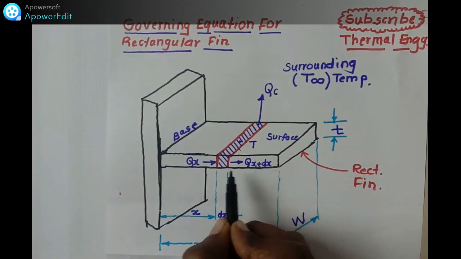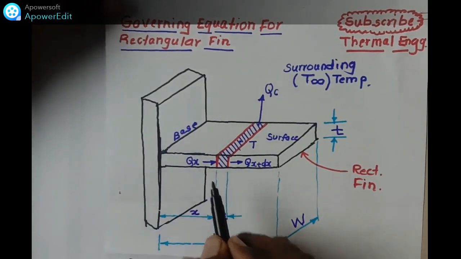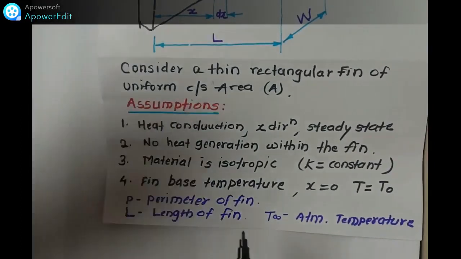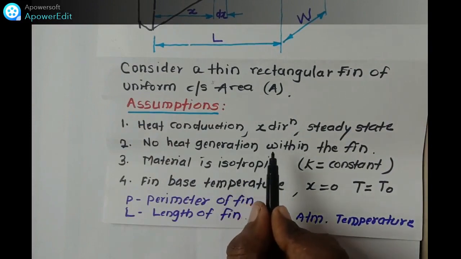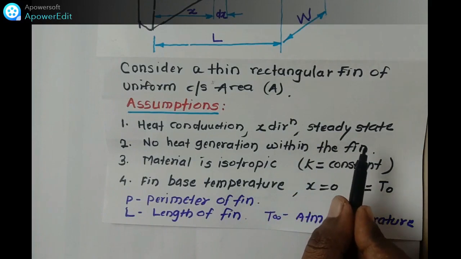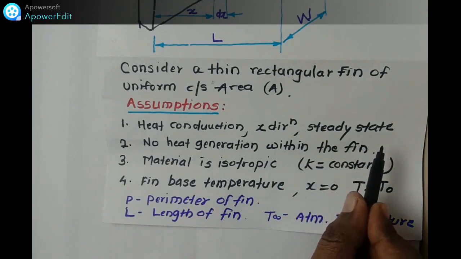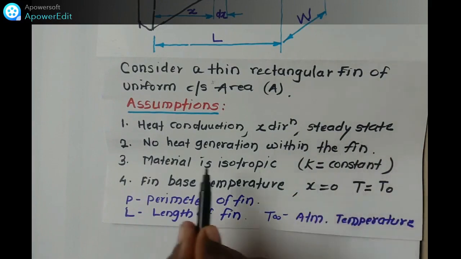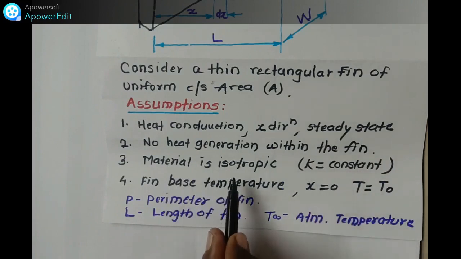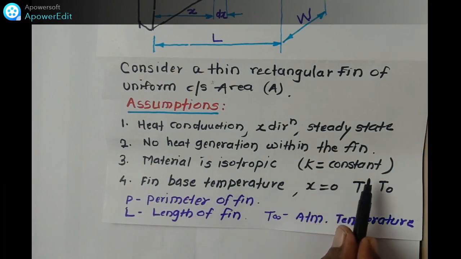In this case we have assumptions. First assumption: heat conduction is in the x direction and it is steady state, meaning there is no temperature change with respect to time within the fin. There is no heat generation within the fin. The material is isotropic, meaning the thermal conductivity of the material is constant in all directions.